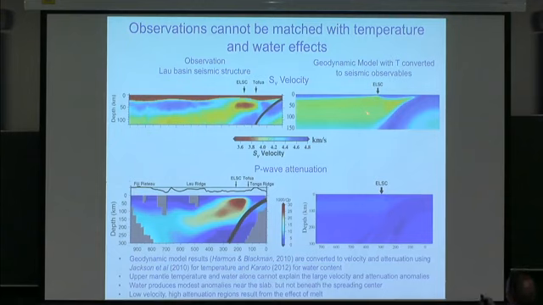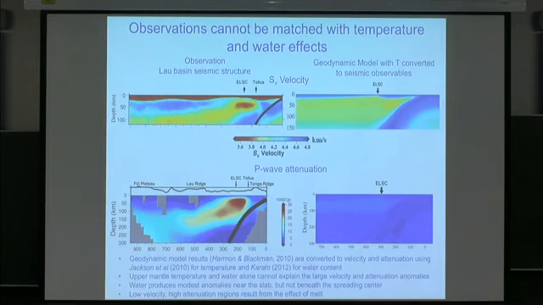And you can see that although we can, to some extent, match some of the structures that we see, such as the slab and the overall mantle structure here, basically we are unable to match the velocities from the lowest seismic velocity region, suggesting that there are additional factors there, which we would infer to be the presence of melt.